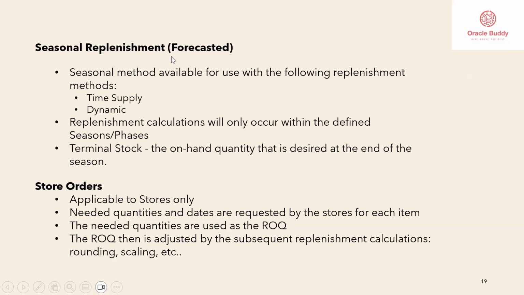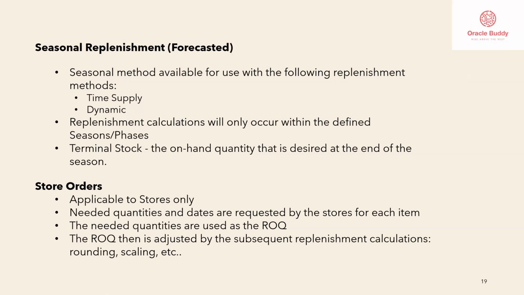Next is seasonal replenishment. The seasonal method is available for use with the following replenishment methods: time supply or dynamic. Replenishment calculation will occur within the defined season phase. Terminal stock on hand is the quantity that is desired at the end of the season.